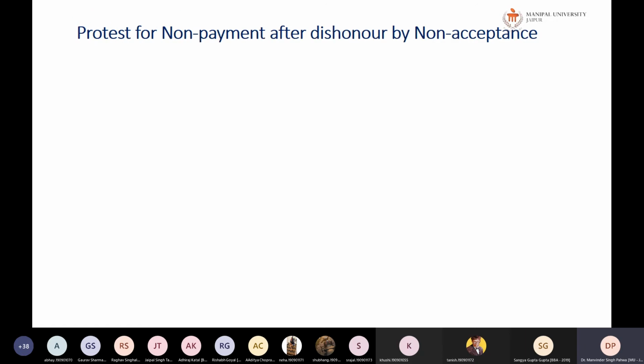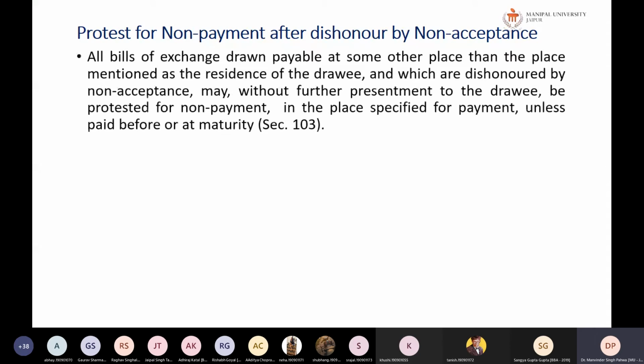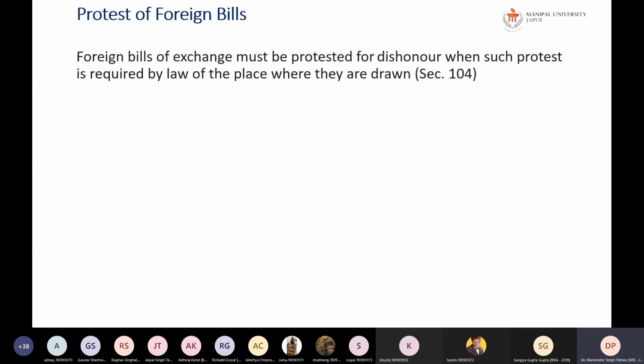So protest for non-payment after dishonor by non-acceptance. So bills of exchange drawn payable at some other place than the place mentioned as the residence of the drawee, and which are dishonored by non-acceptance, may, without further presentment to the drawee, be protested for non-payment in place specified for payment unless paid before the maturity. So if the place has been changed and the things have not been paid before the maturity, then there is no need of going for any protest. It can directly be sued.